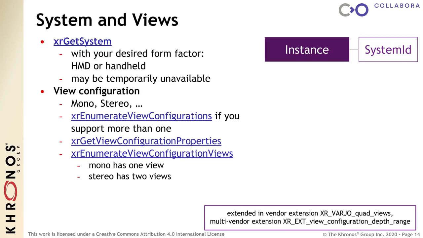No matter which view configuration you use, you will then call enumerate view configuration views to get the correct number of views for your view configuration. Each view configuration has a fixed number of views. Mono has 1, stereo has 2. If you're using one of the vendor extensions, the XR Varjo quad views, that has 4, and so on. These are well known in the specification.